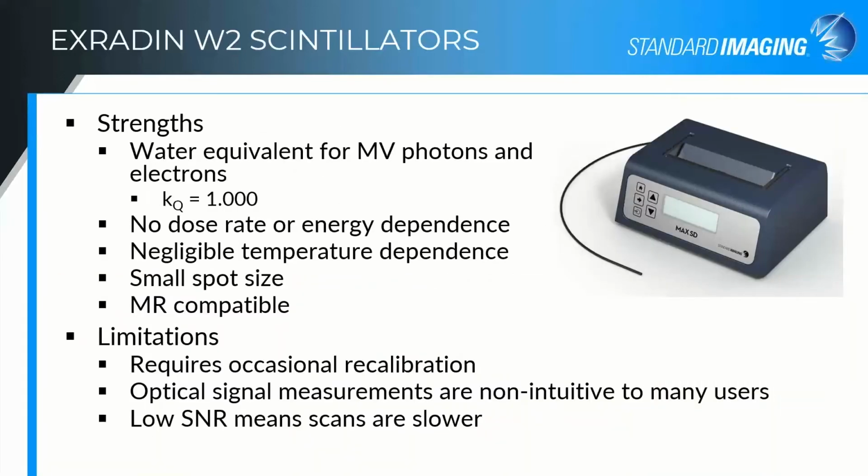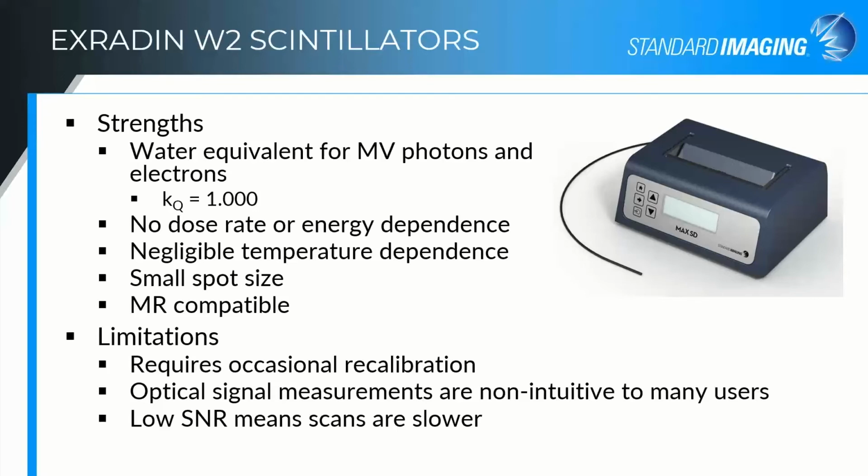So strengths of the scintillators, of the W2 in particular, actually this is for both. Our scintillators are water equivalent for MV photons and electrons as exhibited by that kQ value of unity in TRS 483. We're not observing dose rate or energy dependencies with these.